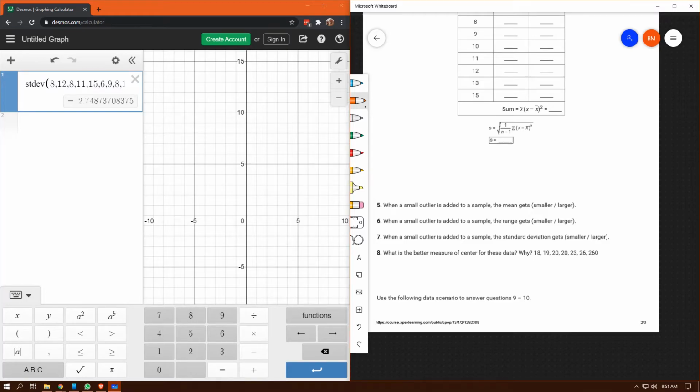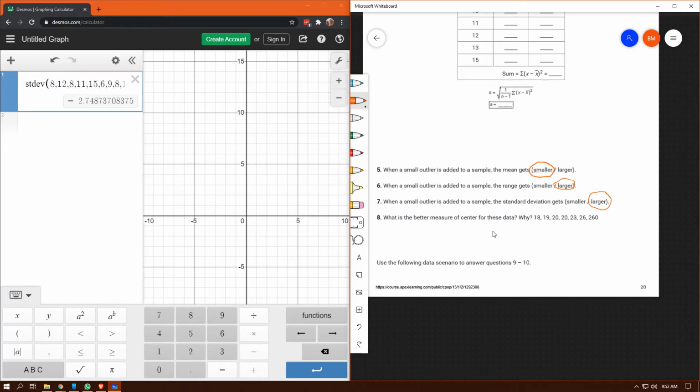When a small outlier gets added to a sample, the mean will get smaller. When a small outlier is added to a sample, the range gets larger. So if I did 15 minus 6 and got 9, if I did 15 minus 5, I'd get 10, so my range would get bigger. When a small outlier is added to a sample, the standard deviation gets larger.